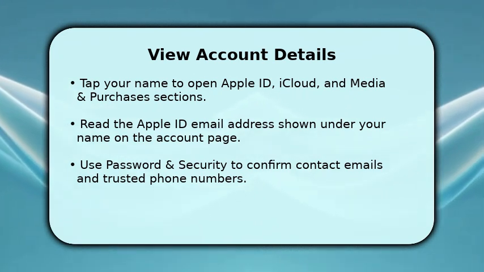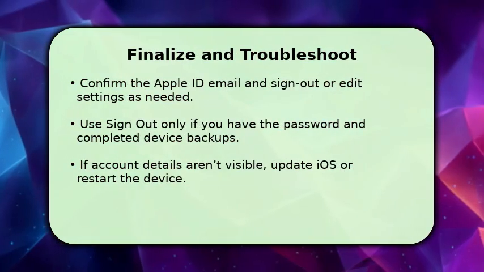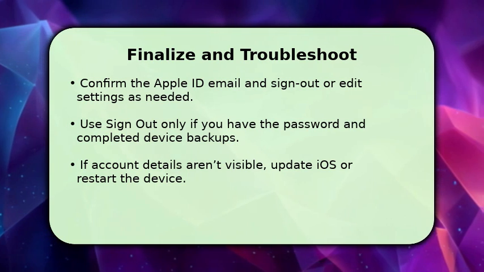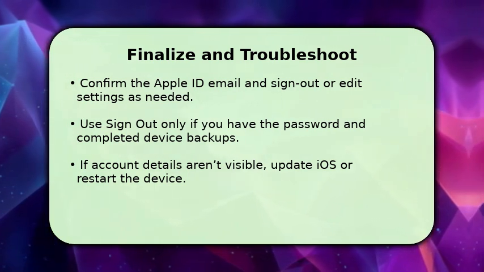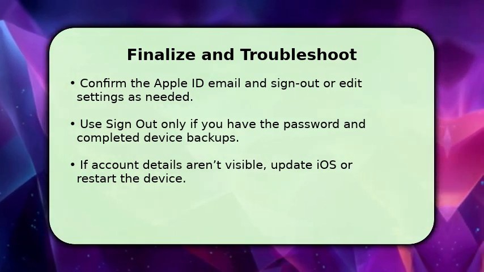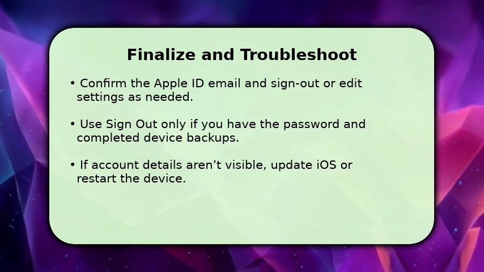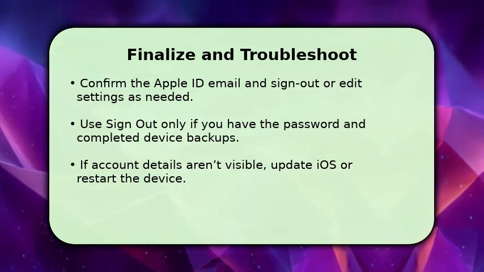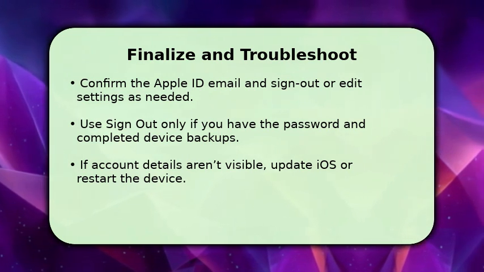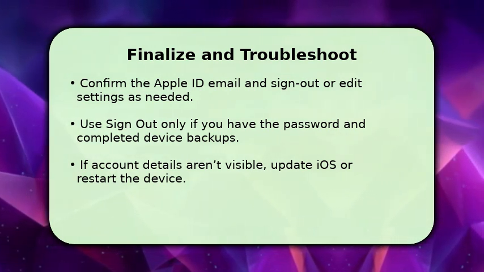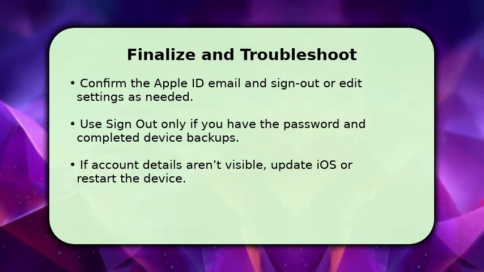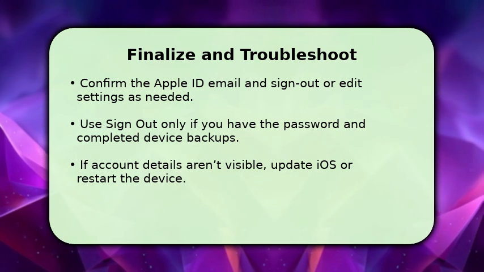Make sure to note it precisely, because exact spelling and punctuation matter for sign-in and recovery. To finish, verify the displayed email is the Apple ID you need and return to the prior screens to adjust iCloud or purchase settings if necessary. You can sign out only when you have the password and recent backups. Once complete, you'll know the account identifier and can use it for logins or recovery. If the name or email isn't visible, restart the device and install any pending iOS updates. If that fails, sign-in problems usually clear after.